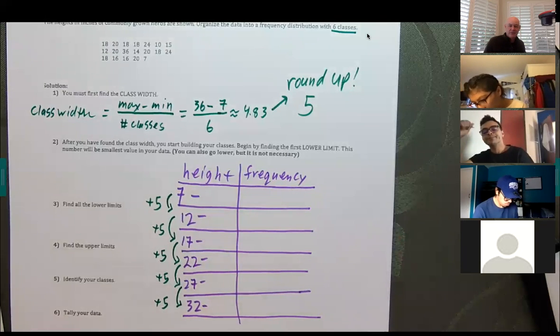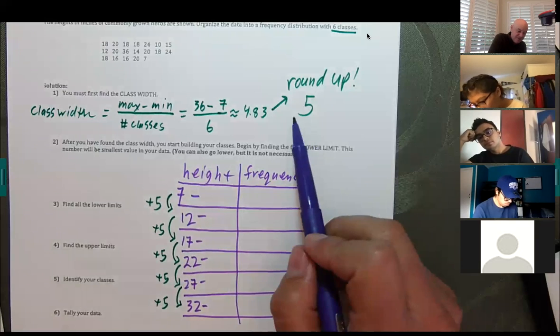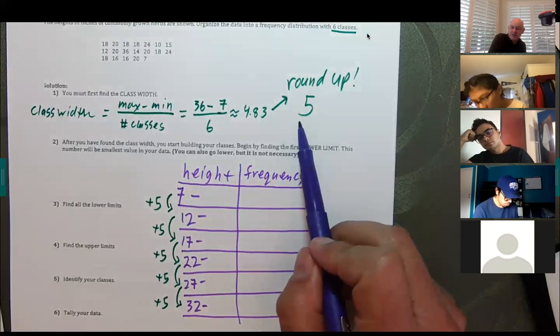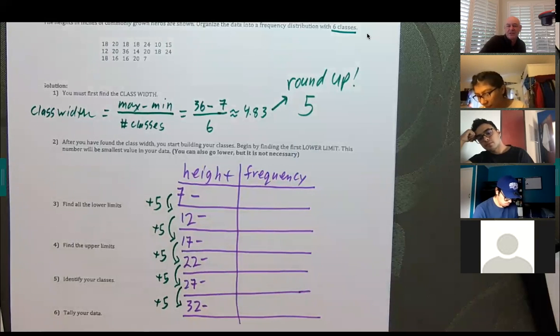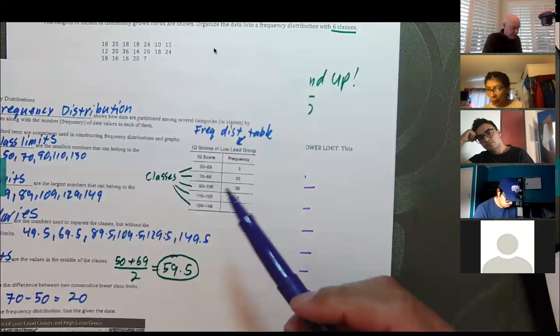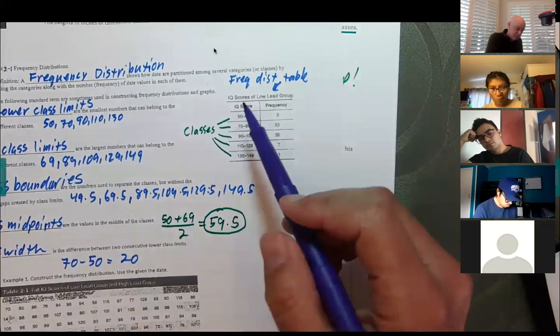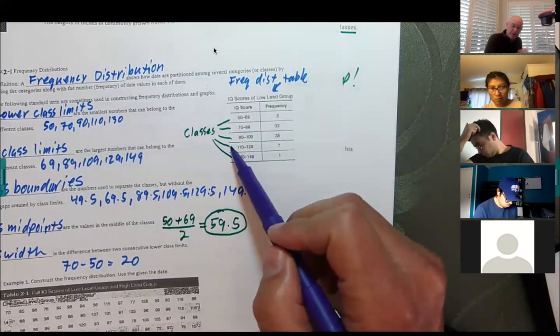Sean asked if it's going to be exactly 5. It's exactly 5 because I calculated it here for this particular set of data. So a different set of data may have a different class width, which will mean I'm going to have to use something else. For example, in the previous set of data, the class width was 20. So plus 20, plus 20, plus 20, plus 20.